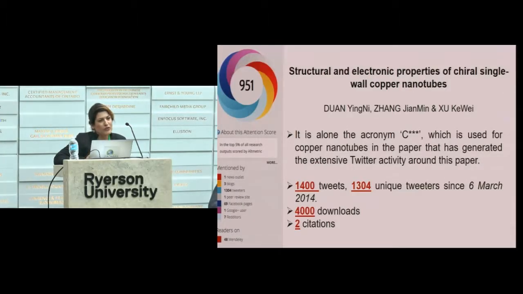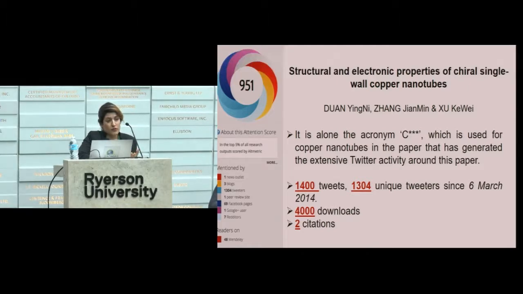It's because all of those tweets were about this paper, Structural and Electronic Properties of Chiral Single-Wall Copper Nanotubes. It was done by 3 Chinese authors, and it attracted a lot of attention on Twitter. Actually it was 1 month after publication, but as soon as it got onto Twitter, on the first day and the second day, it got more than 1,000 tweets. And as you see, it was only because of an acronym that, if you just search the title, you'll see everywhere in the abstract. Sometimes people were calling this the best abstract ever.